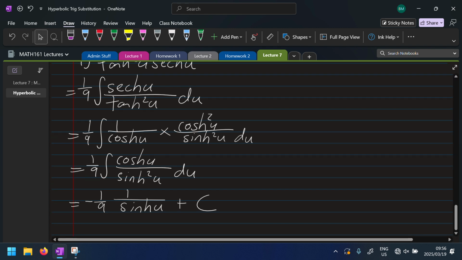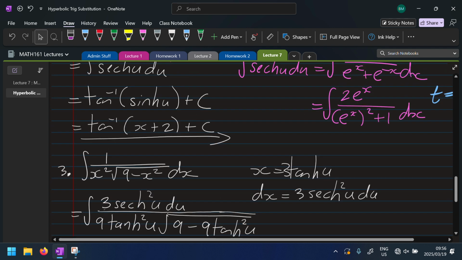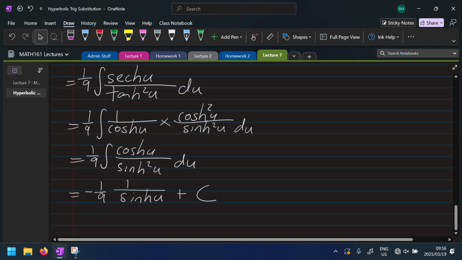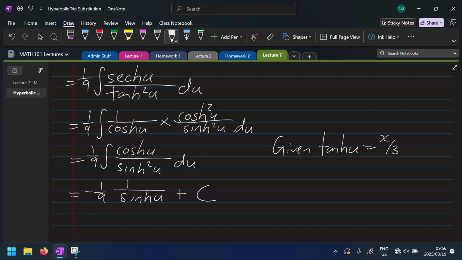Okay, now we want to change back to x. What are we given? We're given tanh. That was our substitution there. So tanh u is x over 3. So we're given tanh, that was x over 3. What we want is sinh. So we need to get from tanh to sinh. There's a bit of an in-between step we can use.